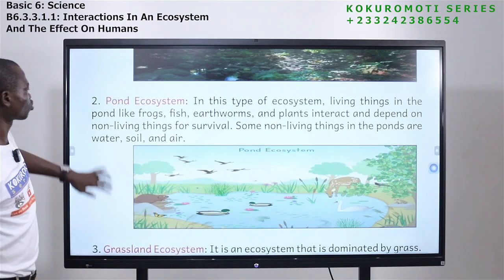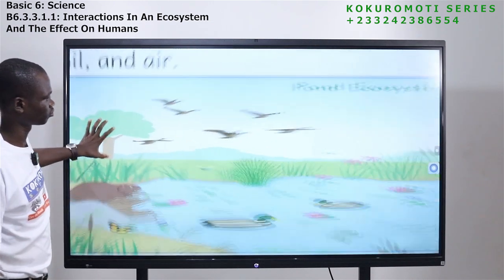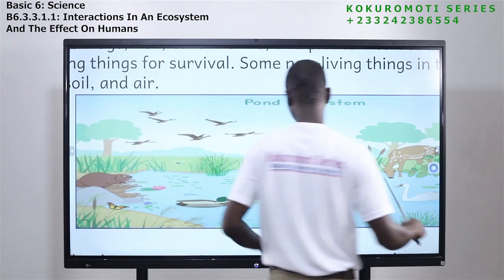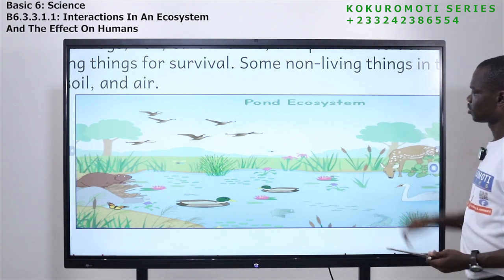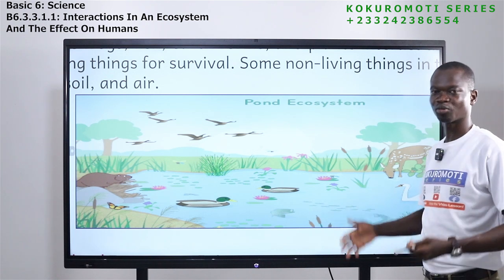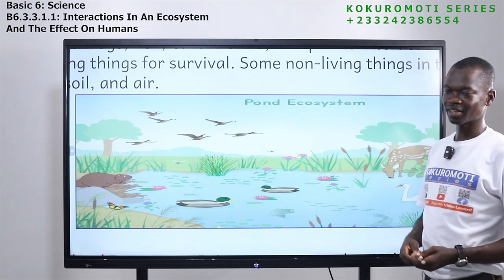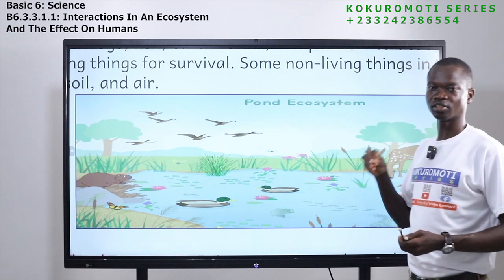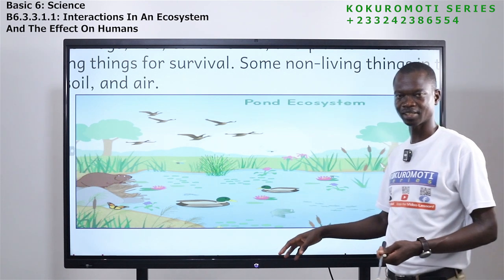Okay. The next one is pond ecosystem. So this is pond. Here you see animals in the pond, plants in the pond. All these are found in the pond. So in the pond we have water. Water is what? Non-living thing. In the pond we have stones. They are non-living things. Even the animals in the water, they breathe in oxygen. So this animal also uses what? Water. Water is non-living thing.